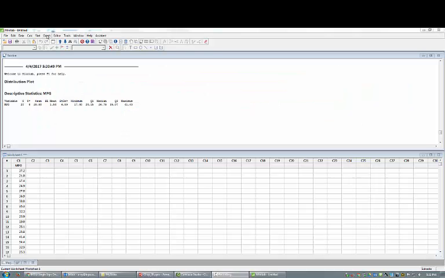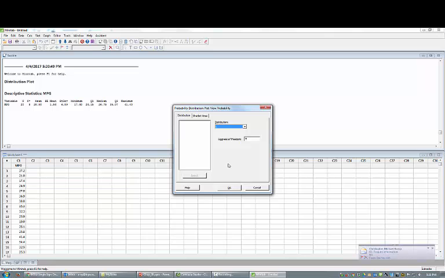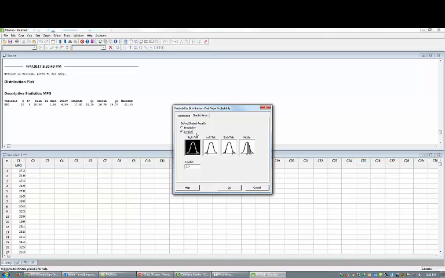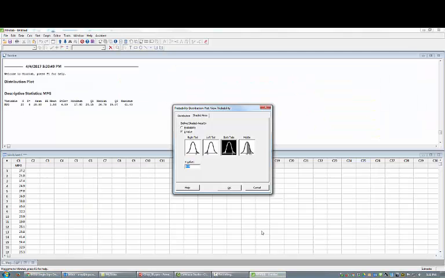So back to Graph, Probability Distribution Plot, right? View Probability. Then we have our t-distribution. What's our degrees of freedom? We have 20 samples, right? So our degrees of freedom is 19, n minus 1. Go to Shaded Area. It is two-sided. And our value that we found is t equals 1.17. And click OK.